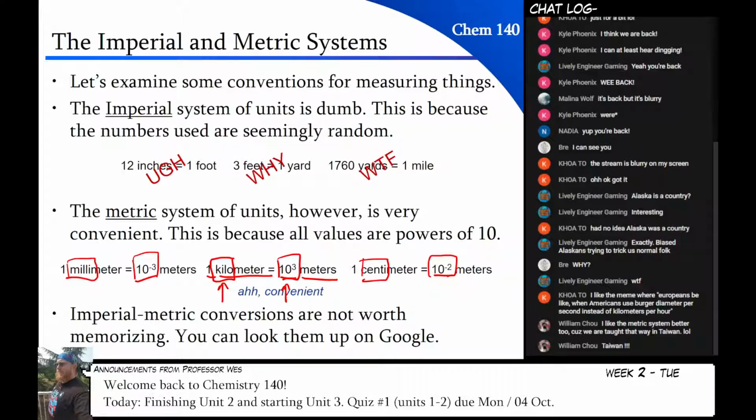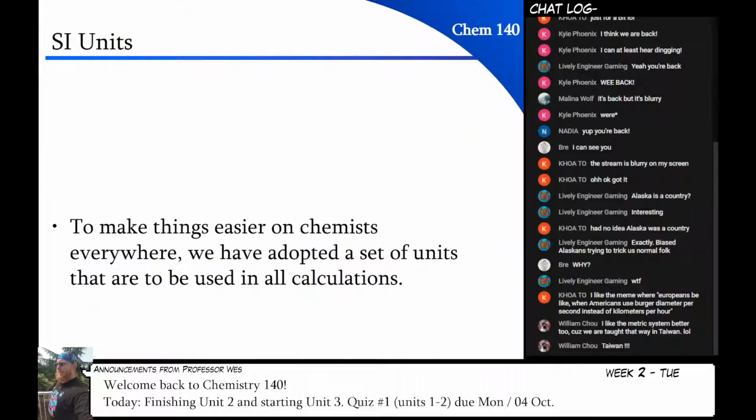All right. Now, any conversion between imperial and metric. So if I wanted to know how many feet were in a meter, look it up on Google. Don't commit it to memory because those conversions use weird decimal numbers that are not worth memorizing. But for anything metric to metric, I am going to ask you to commit it to memory just so it makes your life easier. If you're always looking up how many nanometers there are in a meter, you're going to waste a lot of time on quizzes and exams, and it's not going to be fun for anybody, right?